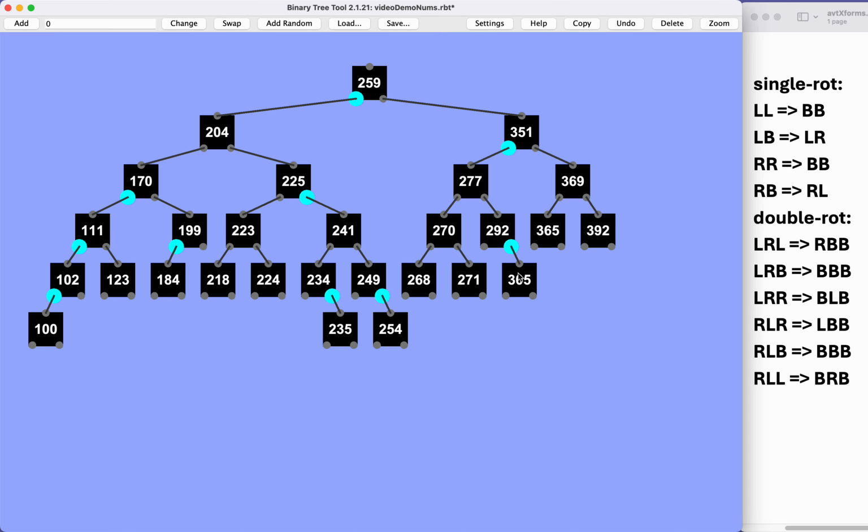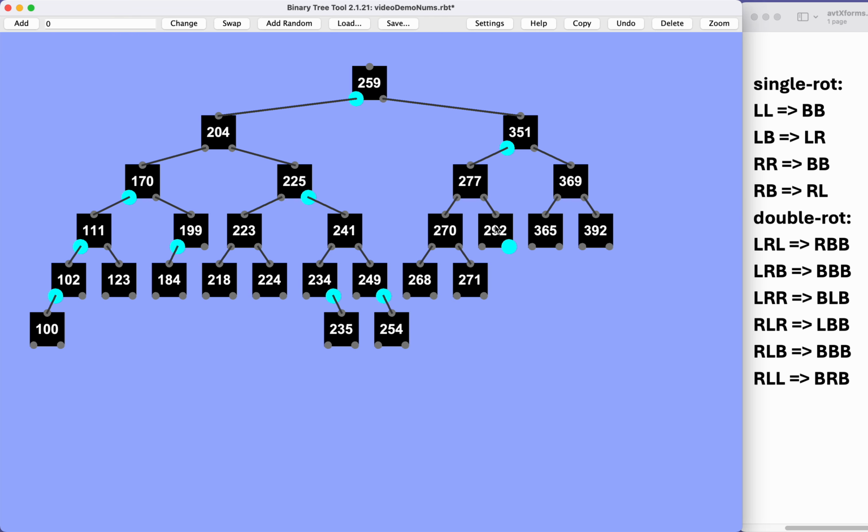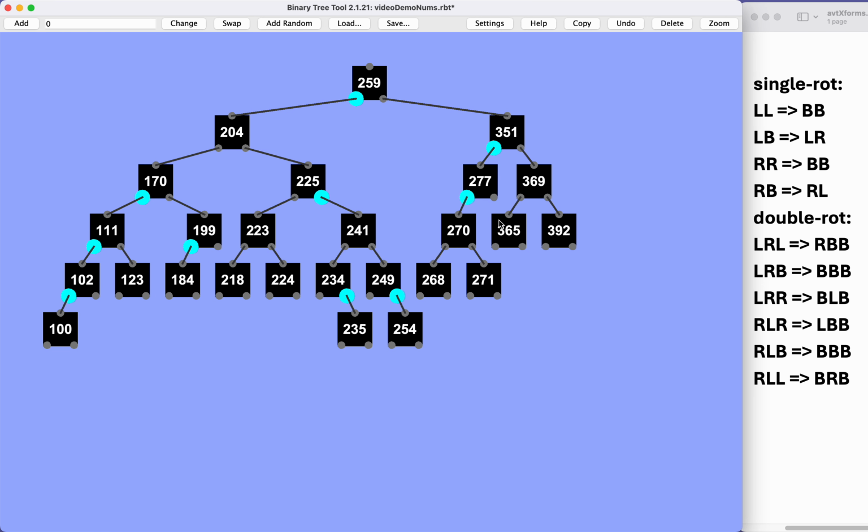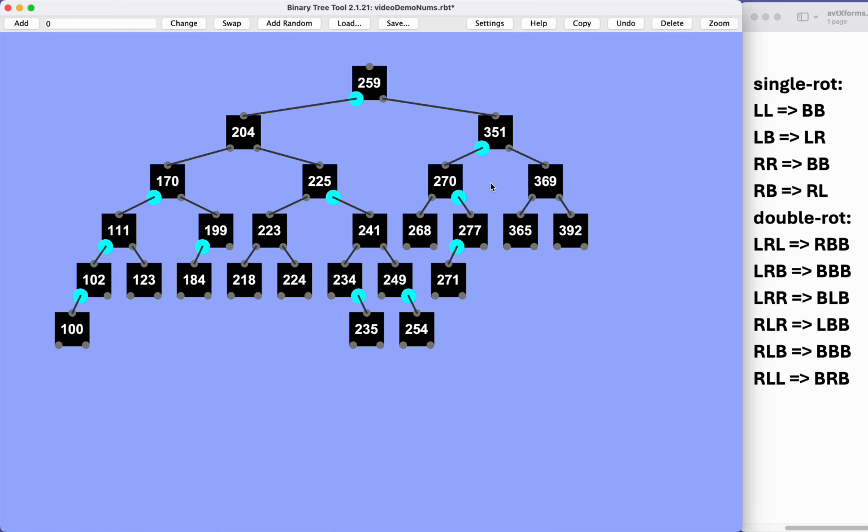Delete the 305. That means the 292 has shrunk, and that means the 277 needs to adjust its balance factor like that. Now delete the 292. I see shrinkage here. This guy cannot go any more to the left. I have a transformation to do. This is the left-right transfer, so the left balance transformation, which becomes left-right and a single rotation like that.